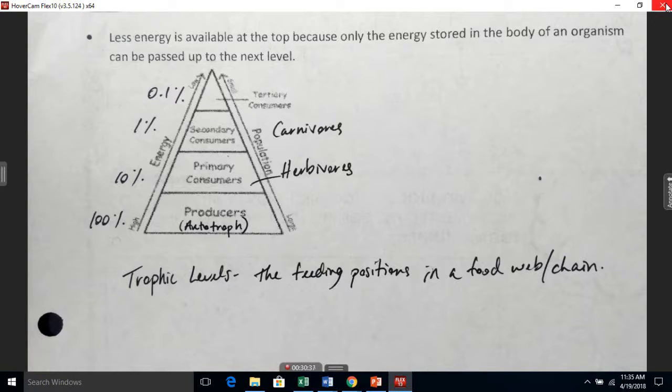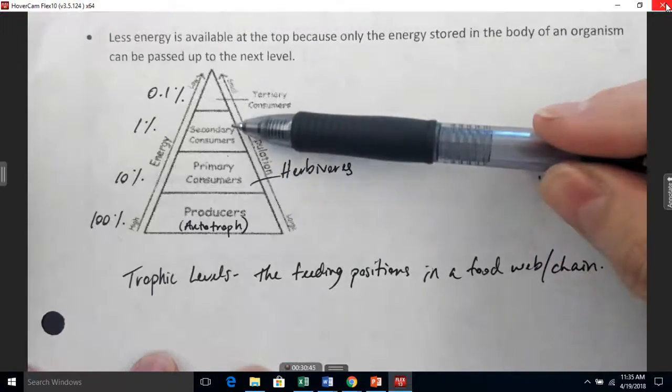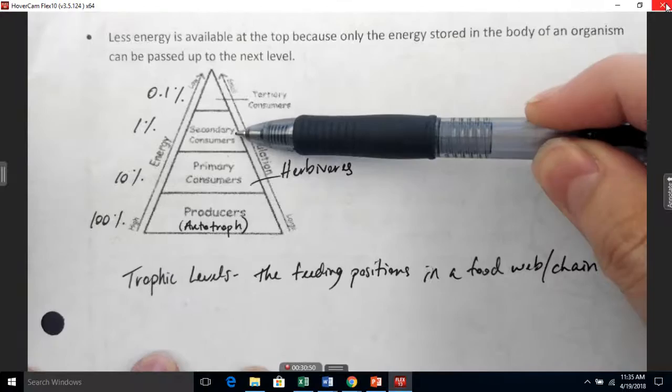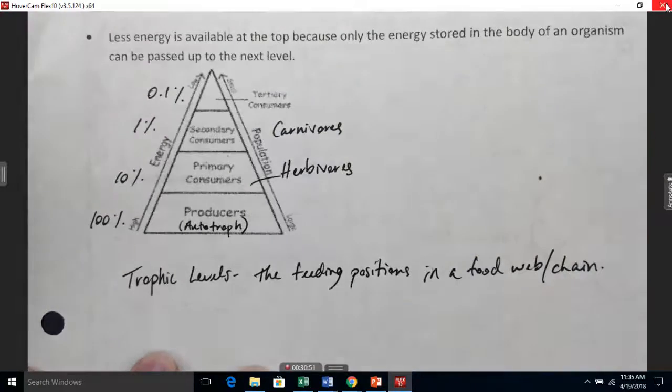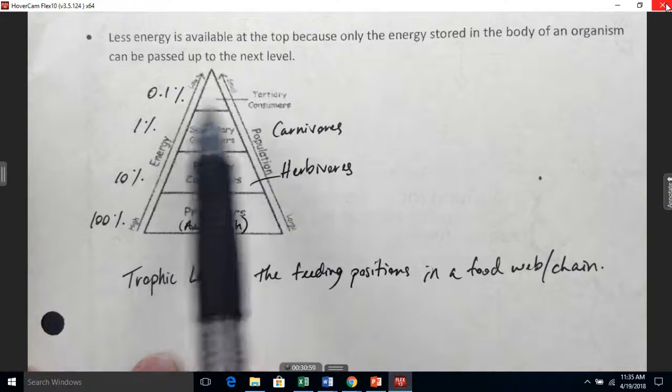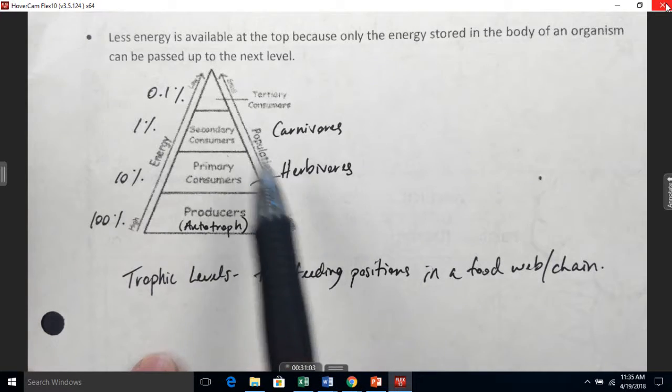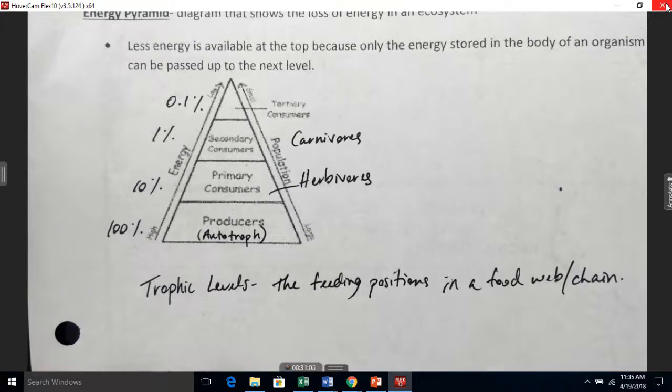No, they make glucose. They make glucose. They take in carbon dioxide, water, and sunlight, basically. Then, the secondary consumer, those are normally the carnivores because they eat meat. Yes, you could have an omnivore up here, but most of them work this way. Okay? Why do some dogs eat grass? Don't know.